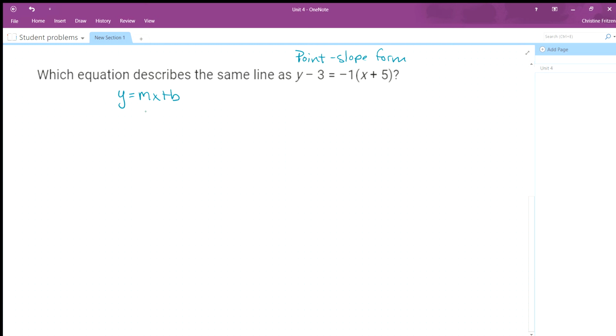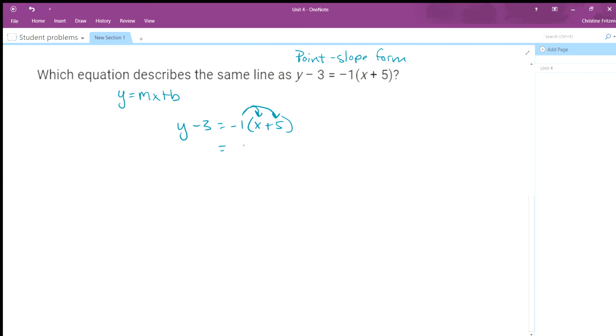So we don't need to know the different elements for this particular problem. What we do need to know is how to get y by itself. So I'm going to rewrite, we got y minus 3 equals -1 times quantity x plus 5. Now, in order to get y by itself, we're going to have to move this over and get rid of our parentheses. So we're going to use the distributive property, the -1, to both the x and the 5.